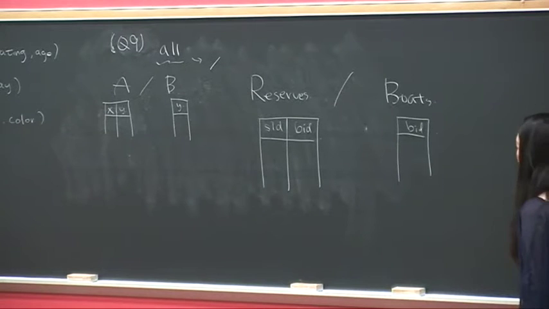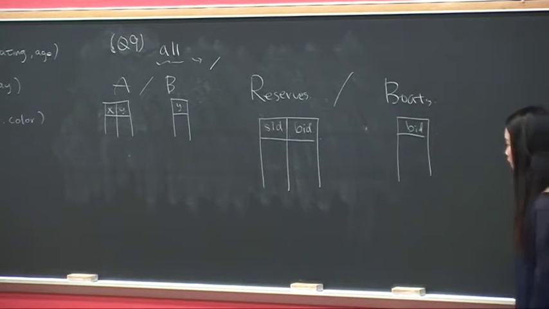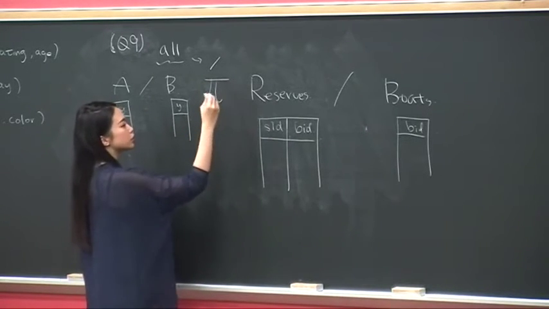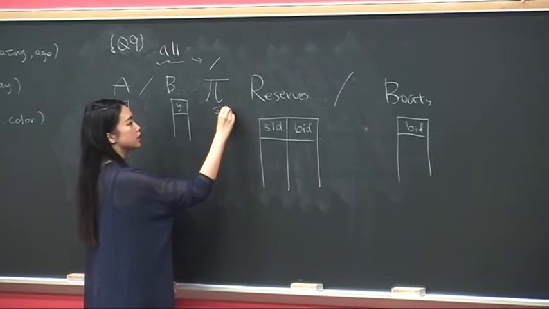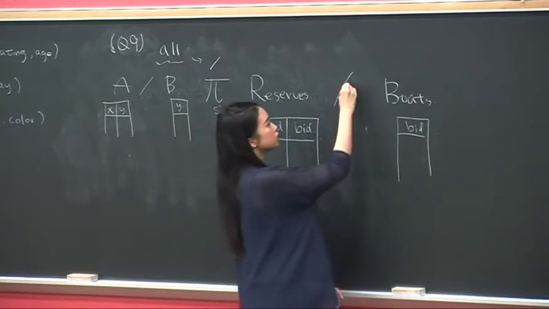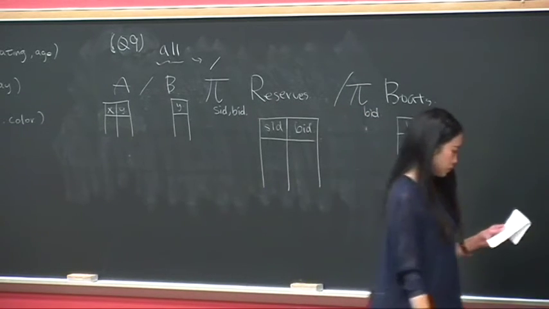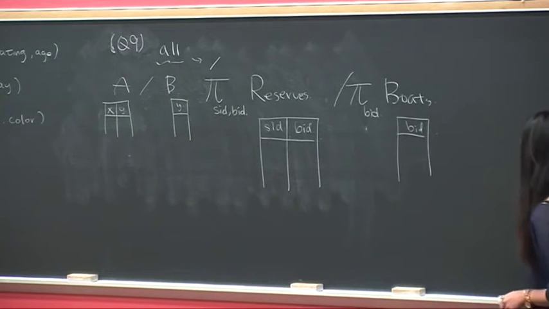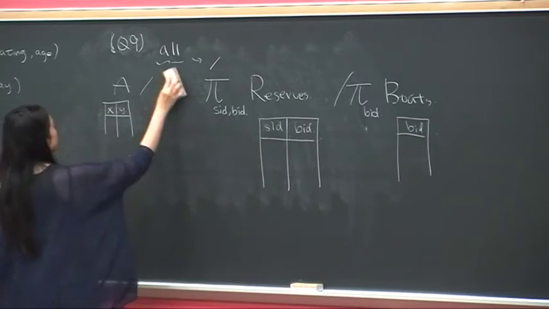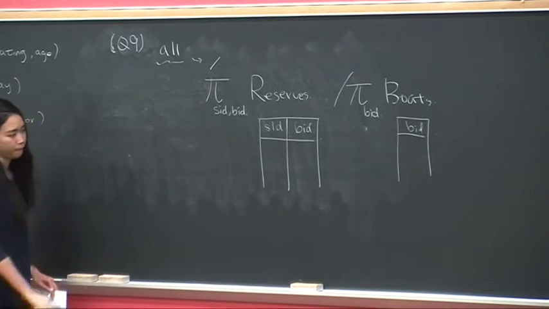Okay. So in order to get just these columns, we need to do what? Projection. So on reserves, we first do SID and BID, and on boats, keep BID. All right. So if we simply write down this, what do we have?